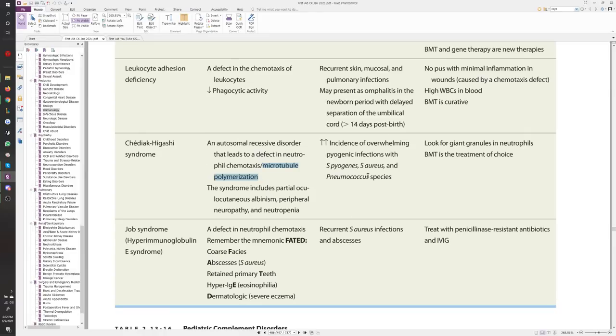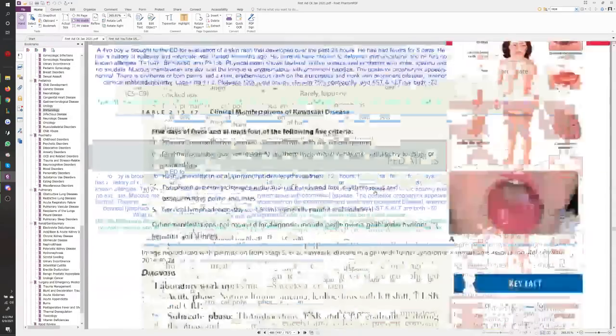What they were describing in that question was an S. aureus or S. pyogenes infection. We wouldn't know until we know more information.